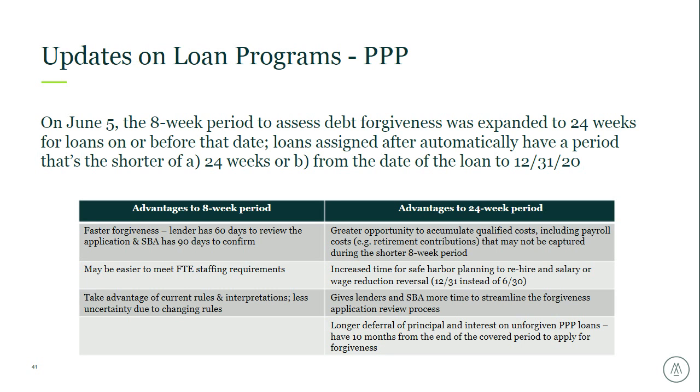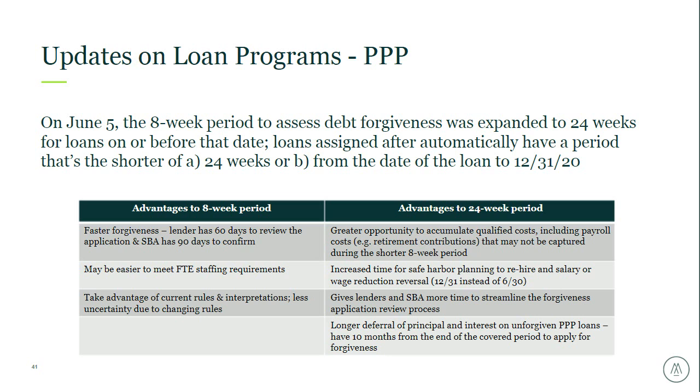And there are advantages and disadvantages to both, which you can see here on the slide. If you chose the 8-week period, there's, of course, faster forgiveness. The lender has 60 days to review the application, and the SBA has 90 days to confirm.